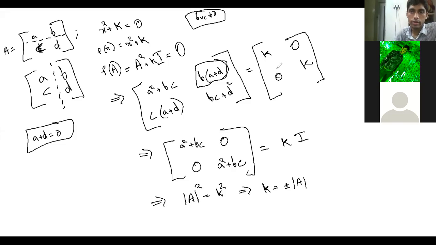Oh, we made a mistake here. If this is a square plus k equal to 0, then this is minus k here. It's written in the solution. So minus k is equal to a square plus bc. So anyway, this is the answer.